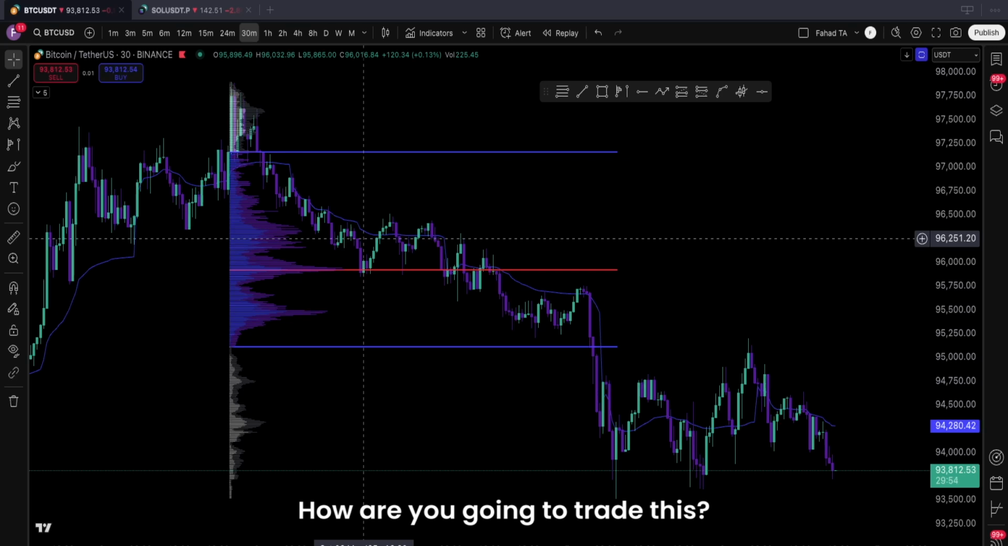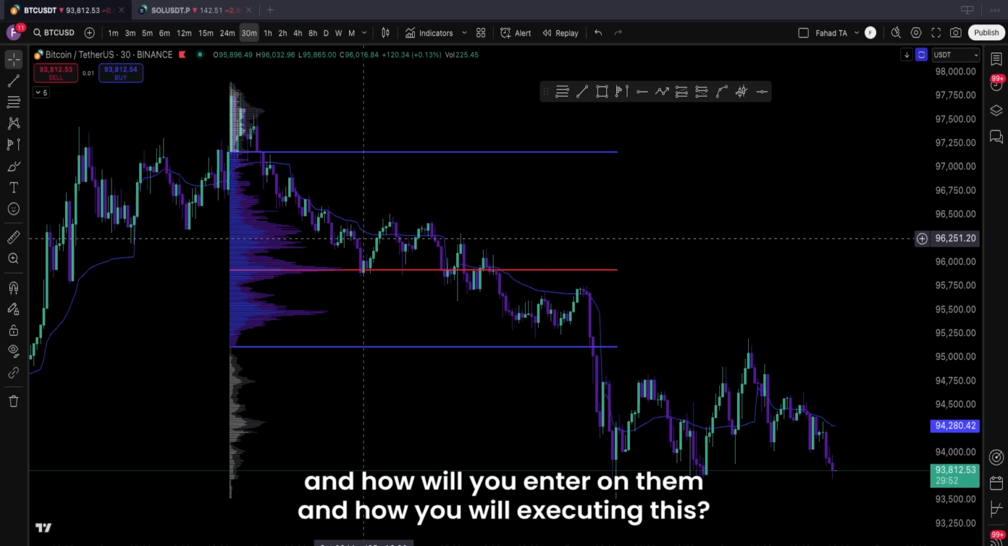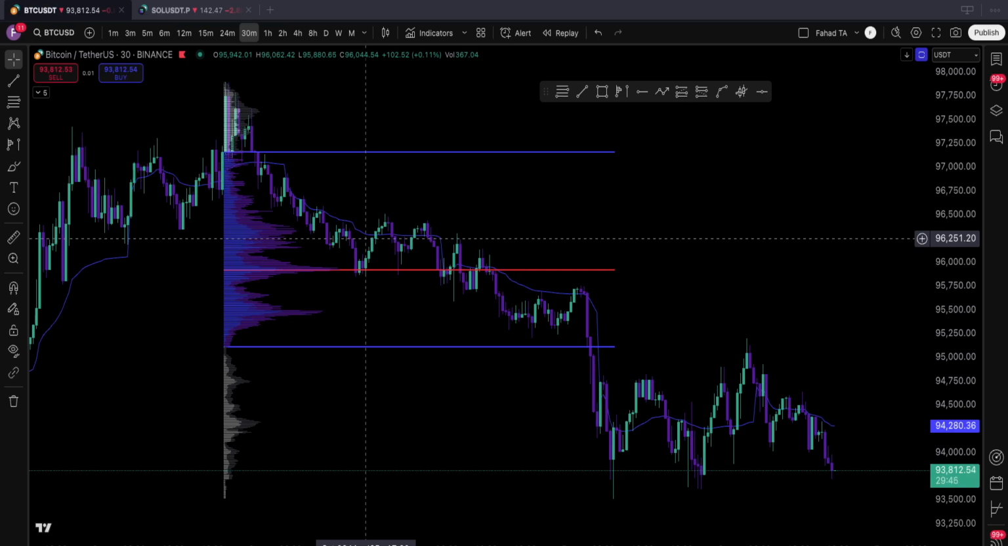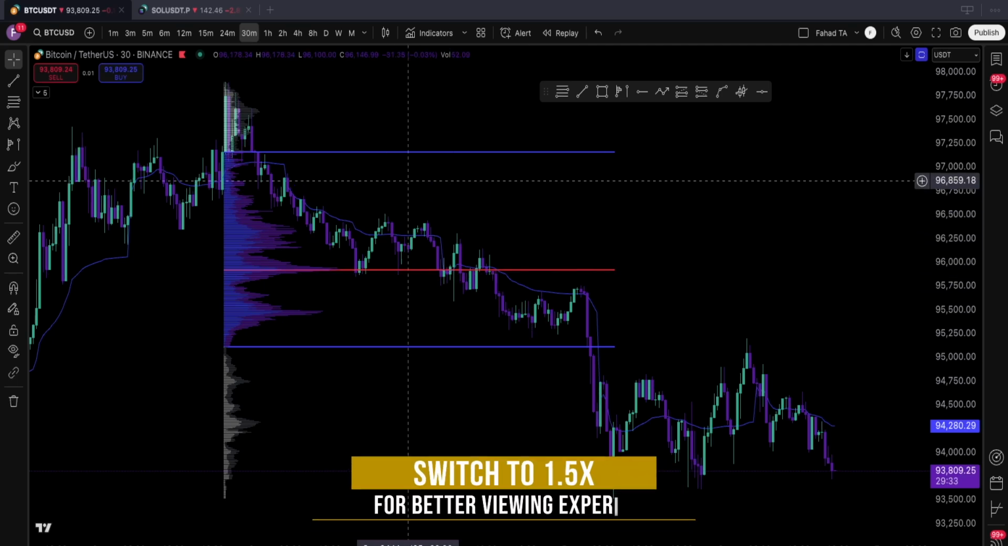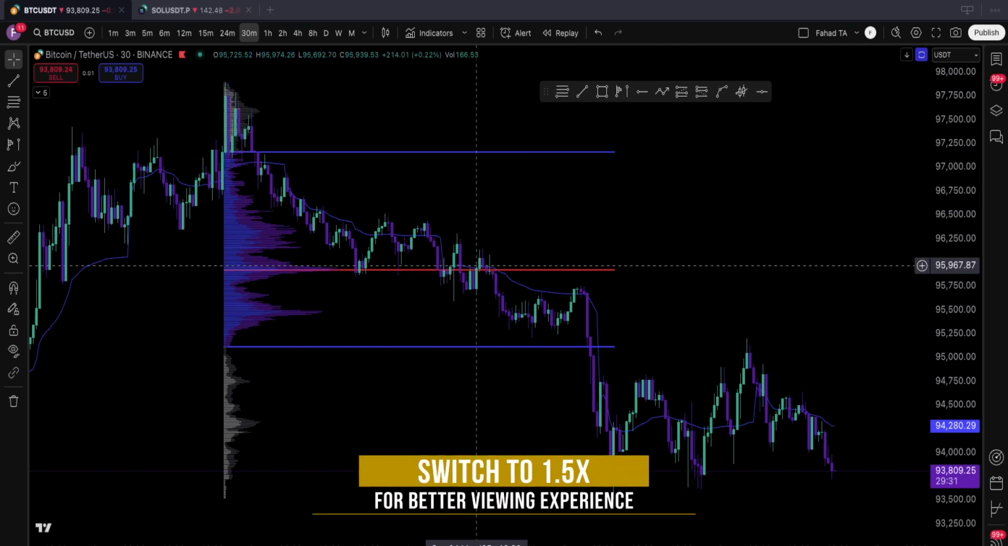How are you going to trade this? How are you going to mark it on your chart? And how will you enter on them and how will you exit using this? So let me just start with the explanation right now. I've just given you the explanation of what FRVP is and how it works. It has these blue lines, this red line and everything which I've already explained.